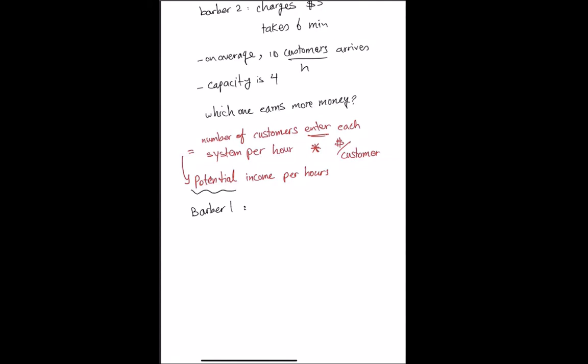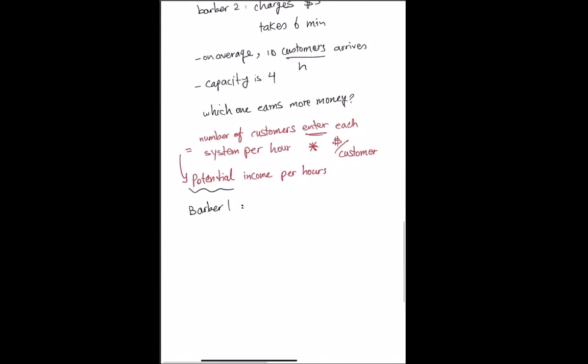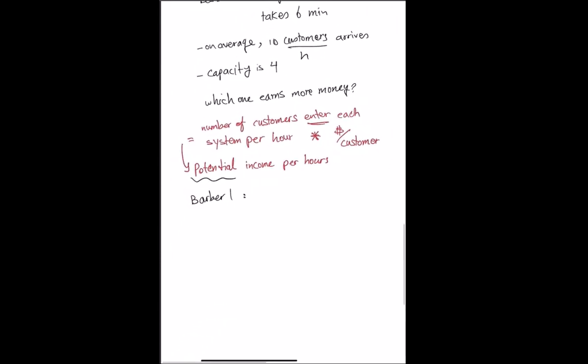Okay, gotcha. So for Barber 1, if I want to calculate the number of customers that have entered the system per hour, that means the rate of entrance, I have to multiply the rate of arrival by 1 minus pi 4, right?